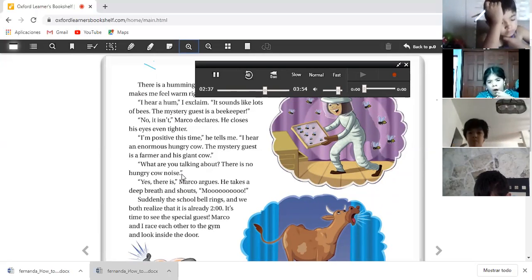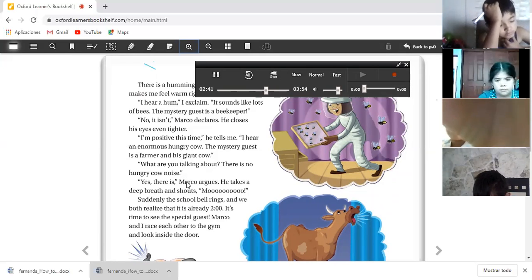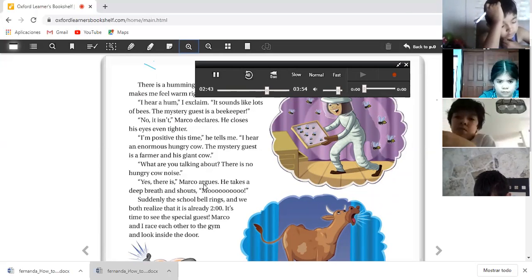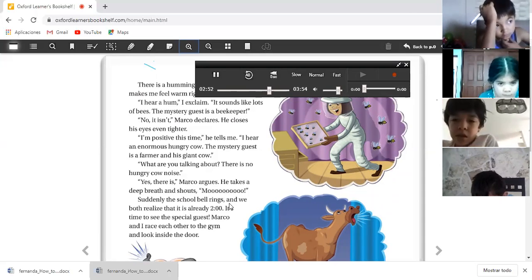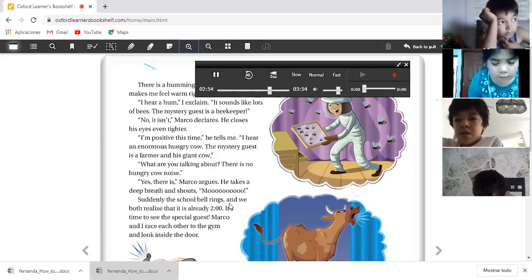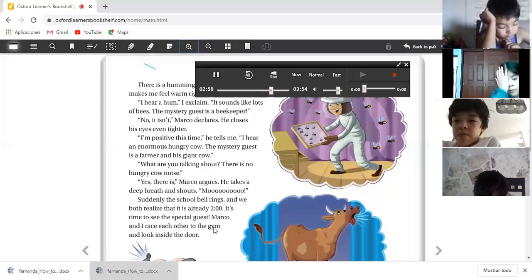What are you talking about? There is no hungry cow noise. Yes, there is, Marco argues. He takes a deep breath and shouts, moo! Suddenly, the school bell rings, and we both realize that it is already 2 o'clock. It's time to see the special guest.